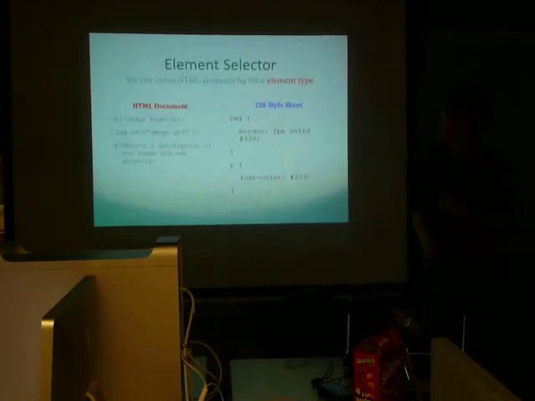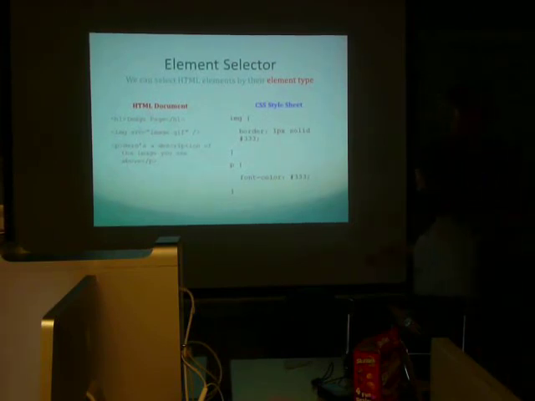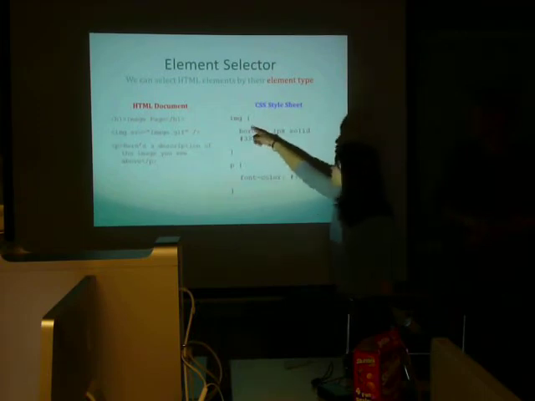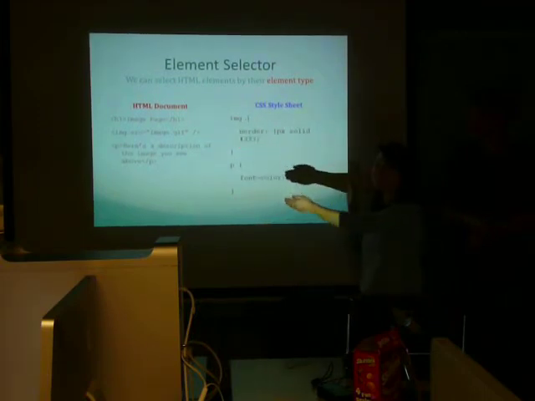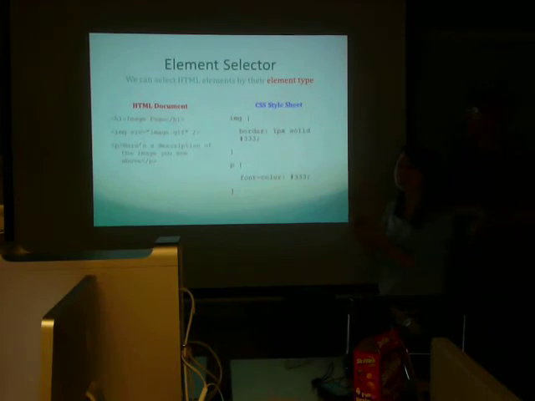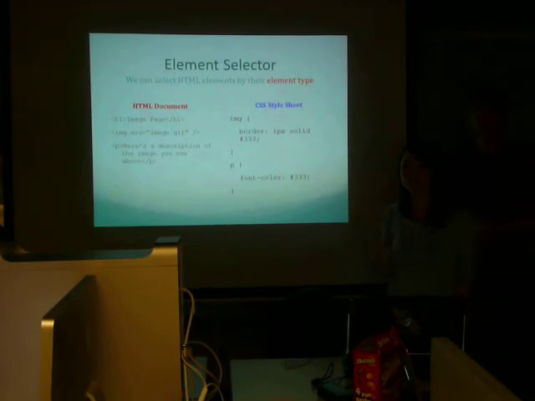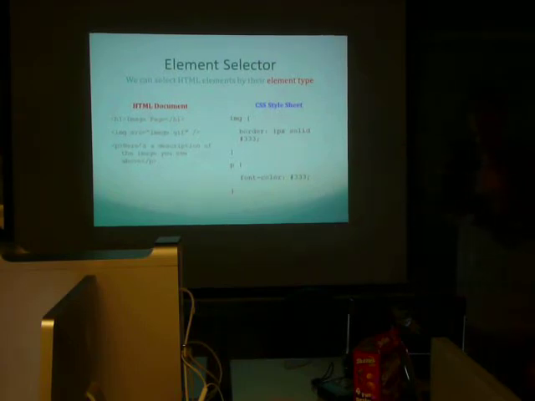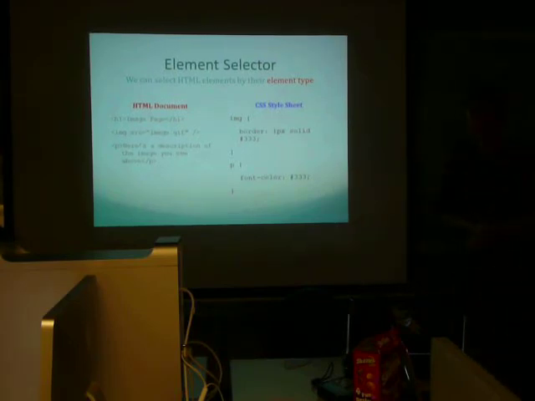We can also select by elements. So IMG will affect all elements that are images, and P will affect all elements that are P elements. Make sure you know the difference in the selectors. If you're selecting just an HTML tag, image or B, it's just the text of the tag, like IMG. But if you're trying to select classes, there's a dot in front of it. And if you're trying to select IDs, there's a hash in front of it. So there is a difference. Any questions?